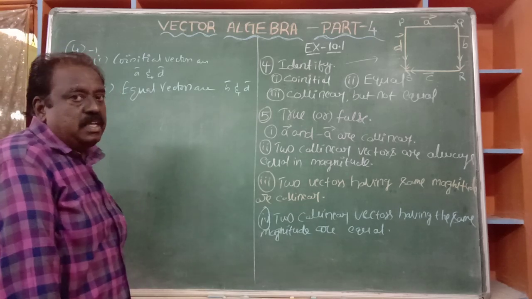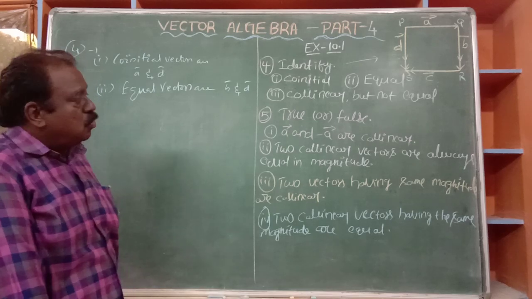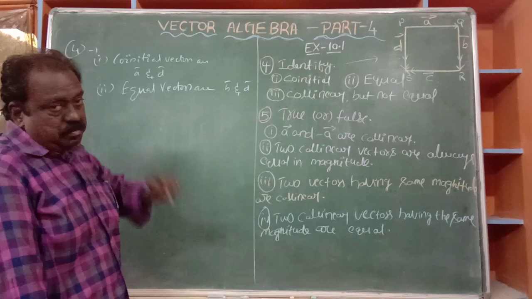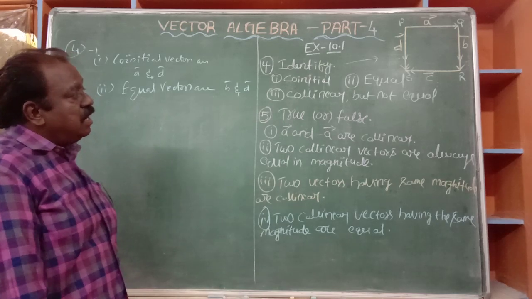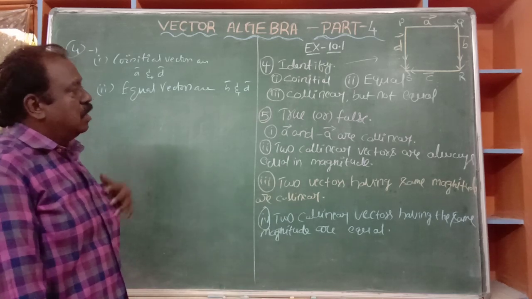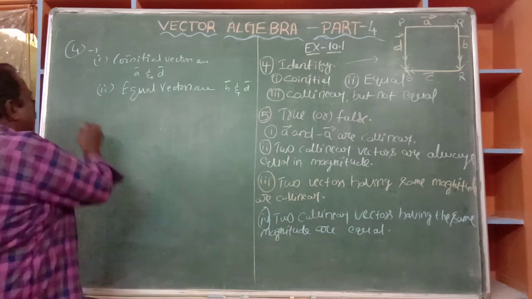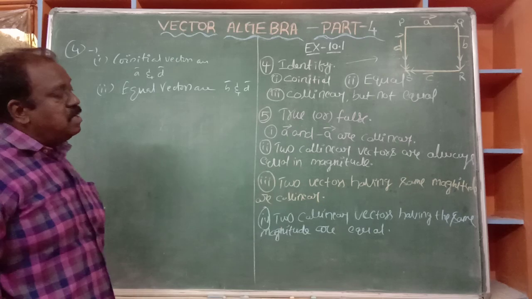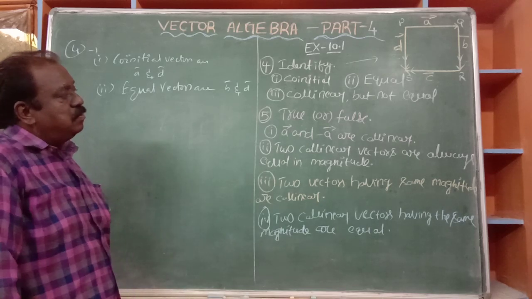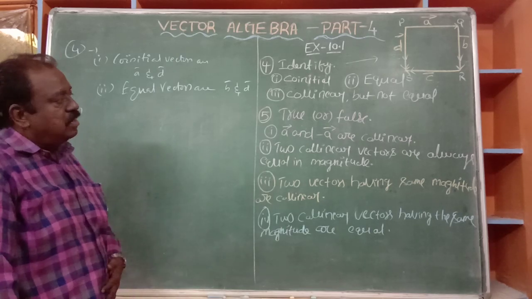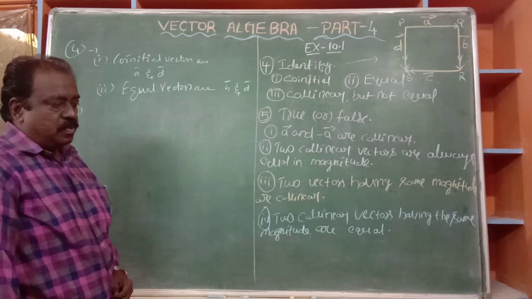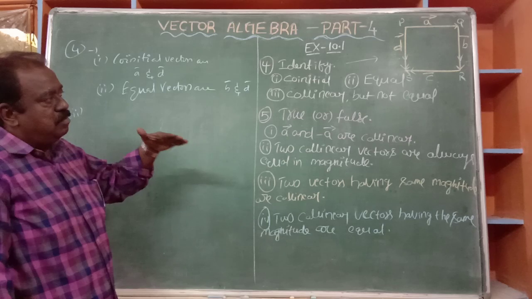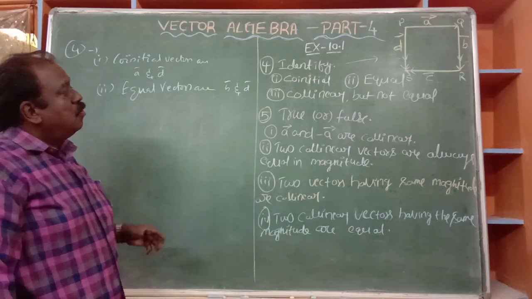Next, the third one: collinear but not equal. Here, we have to concentrate. It is a somewhat different concept. Collinear but not equal means not equal vectors. Equal vectors mean equal magnitudes in the same direction, parallel, 0 degrees. What is collinear?